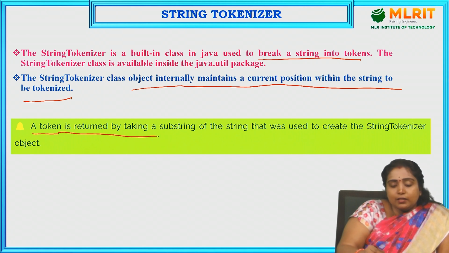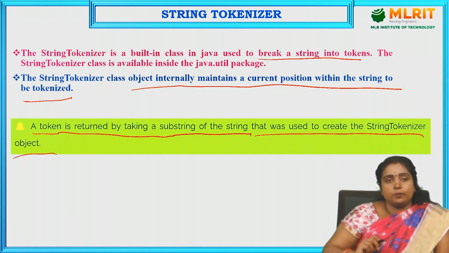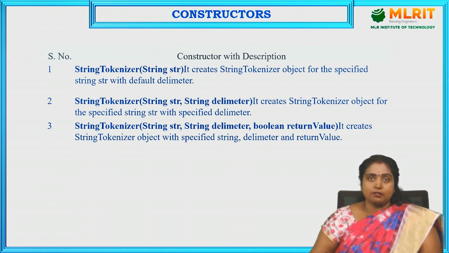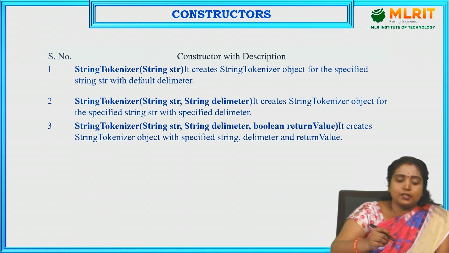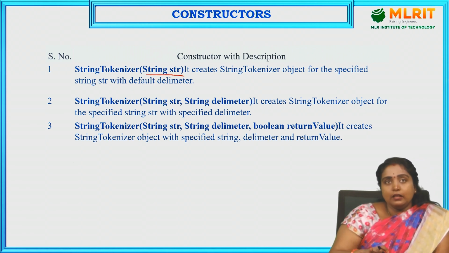A token is returned by taking a substring of the string that is used to create the string tokenizer object. So what are the constructors for the string tokenizer? There are three parameterized constructors. There is no default constructor for the string tokenizer. For sure, you have to give the string as an input parameter.